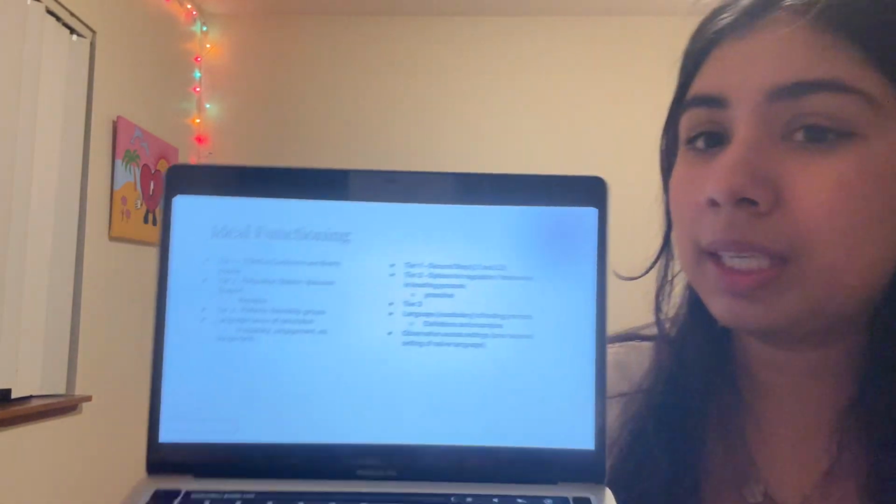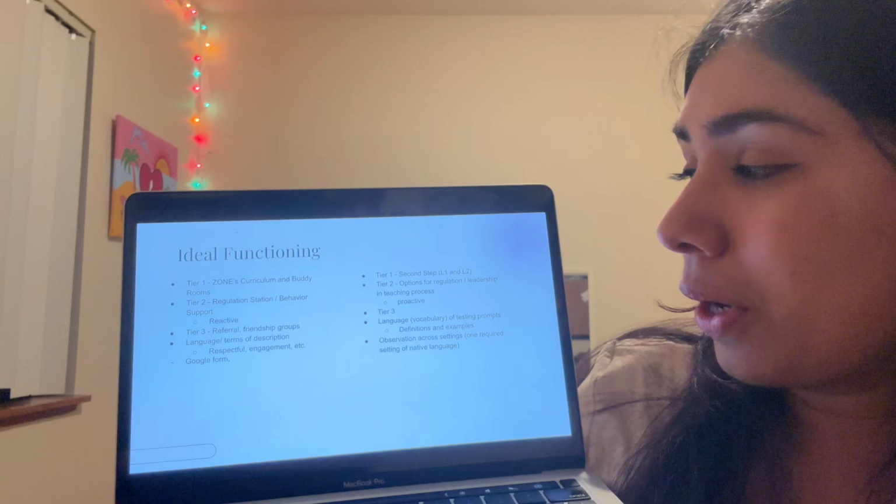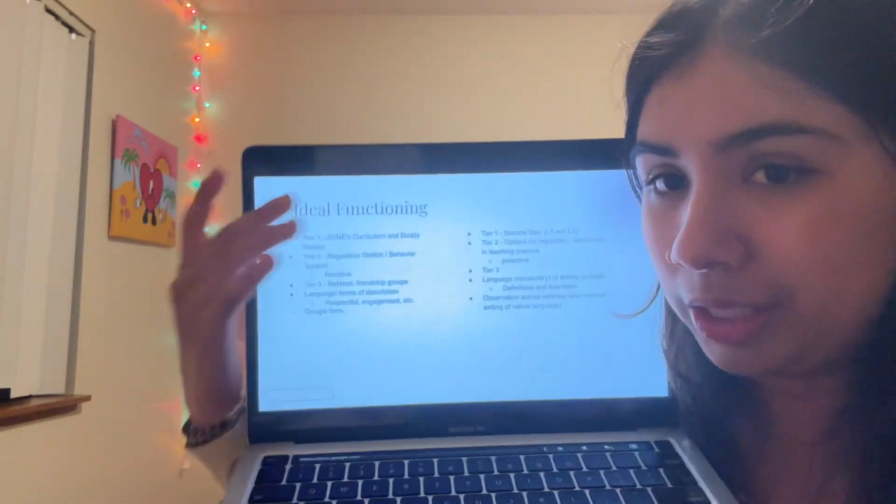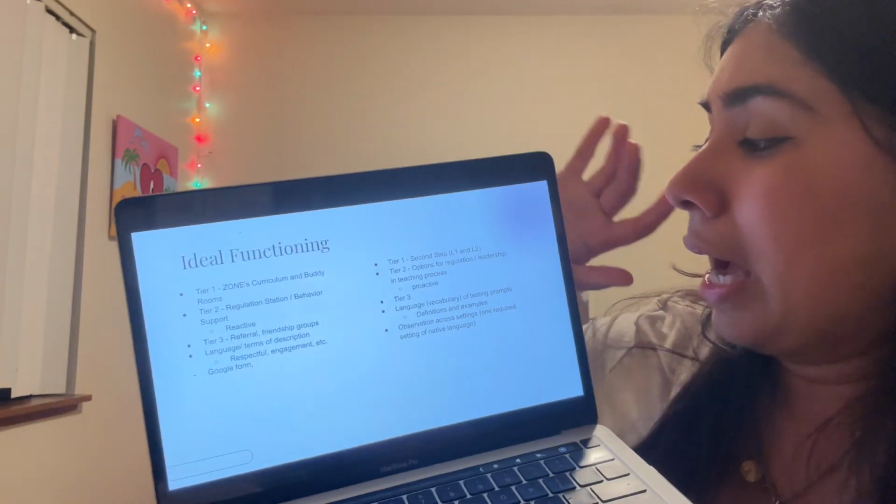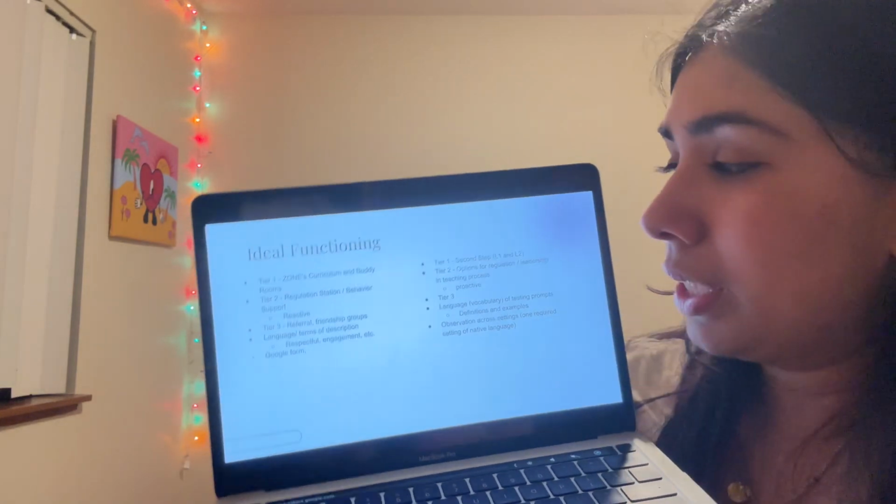So here's the ideal functioning. Currently, I want to explain what is currently being implemented and how MTSS2 could be implemented in this area.